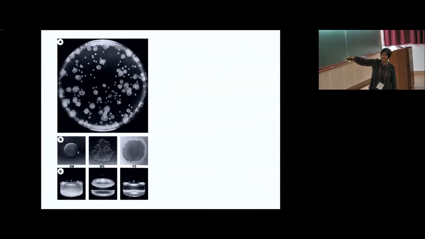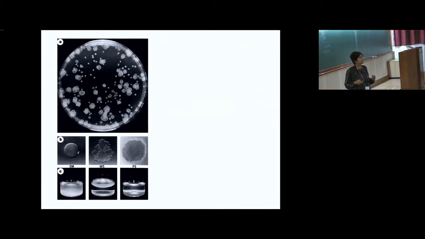There's a form called a wrinkly spreader, WS, which, as the name suggests, is wrinkled and spreads, right? It's not a dome-shaped colony like the smooth guy. And there's a second guy, which is fuzzy spreader, which again, as the name suggests, is fuzzy and it also spreads. Okay, so they found these 3 kinds of broad phenotypes in a single flask over time.